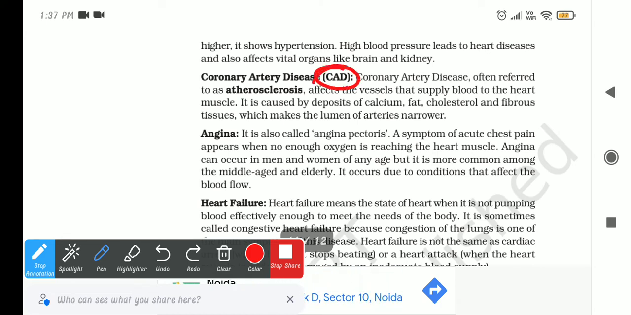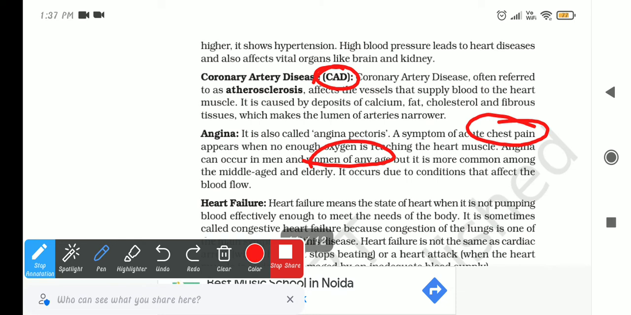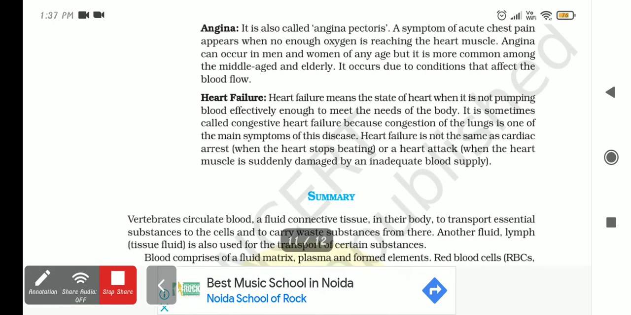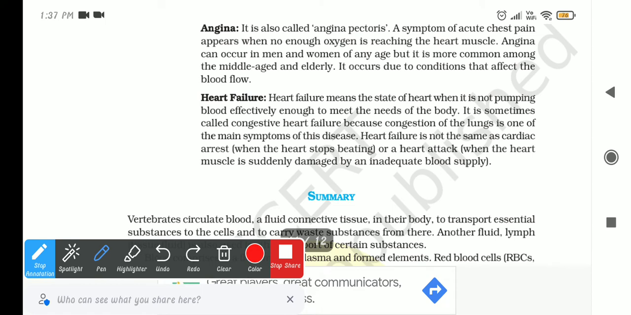Next one is angina, called angina pectoris, a symptom where acute chest pain appears when not enough oxygen is reaching the heart muscle. It can occur in men and women of any age. There's no specific age for it, but it is more common among the middle aged and the elderly. It occurs due to a condition that affects the blood flow, a disorder in the blood flow, we can say.